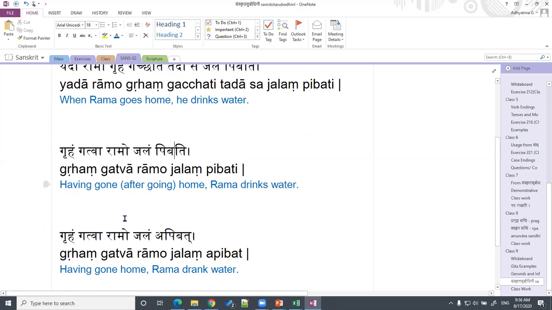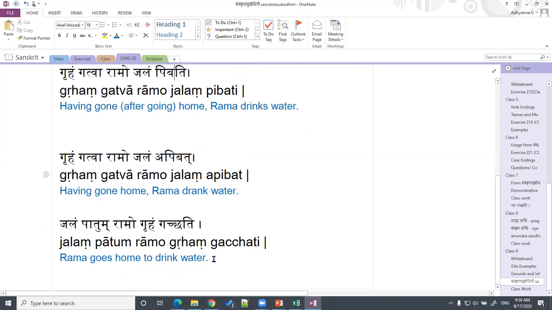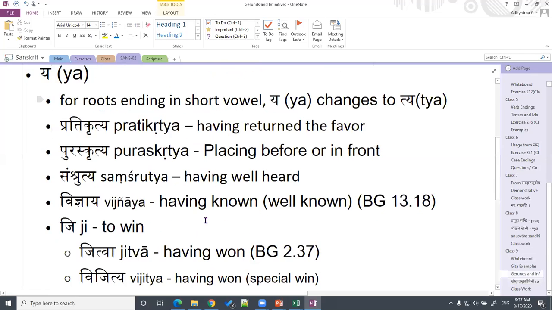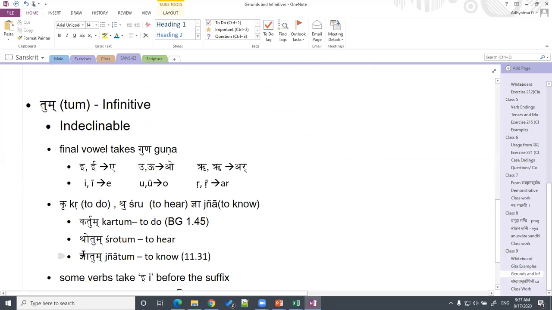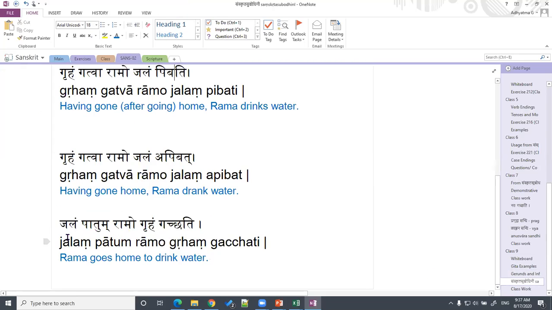As I said, similarly, you could have whether Sita, whether it could be masculine, neuter, feminine, doesn't matter. This form still remains the same. Then we have Jalam patum Ramo gruham gachati. So patum, this tum, as I told you, tum is used in the sense of infinitive to do with a purpose, like in this sentence. Jalam patum Ramo gruham gachati.